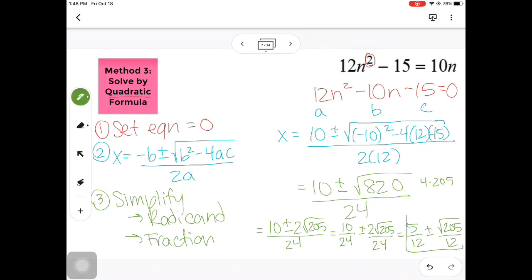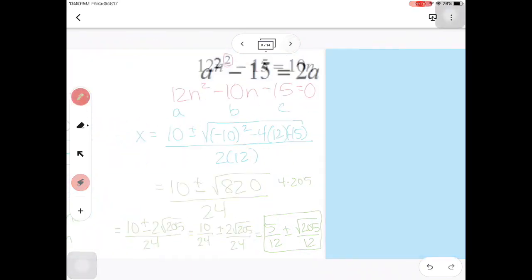Some people like to leave it together in one big fraction and just simplify it, and some people prefer to split it apart. I'm not going to be picky so long as you realize that these would be the same answer. So you could write it as 5 over 12 plus or minus root 205 over 12, or you could write it as 5 plus or minus root 205 all over 12. What's important is that you recognize that those are the exact same thing. So these are the different methods that you're allowed to use to do that.